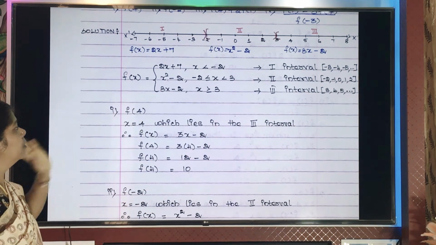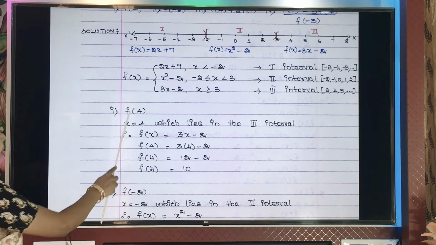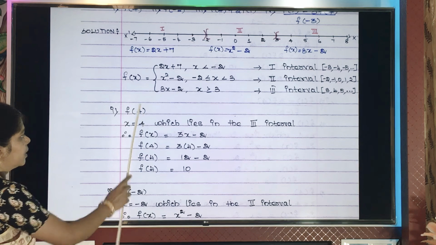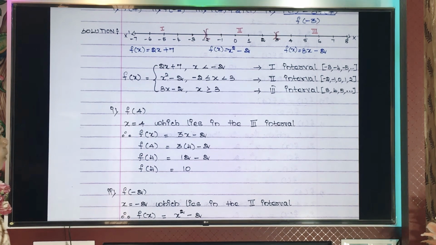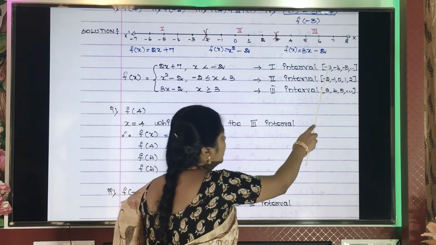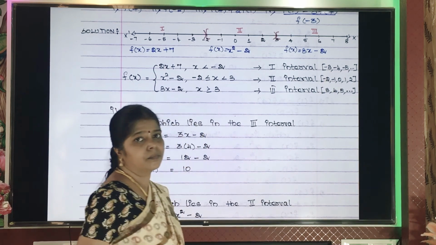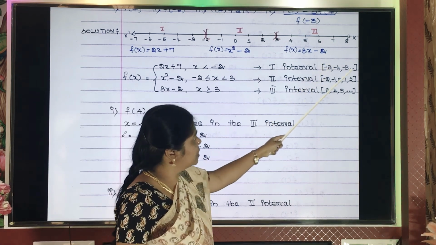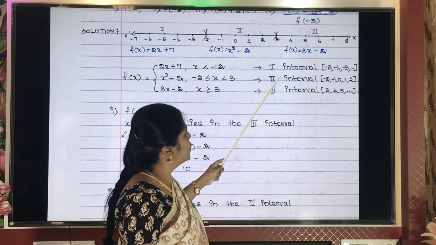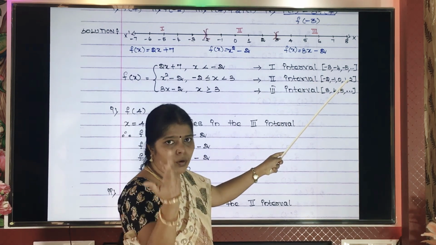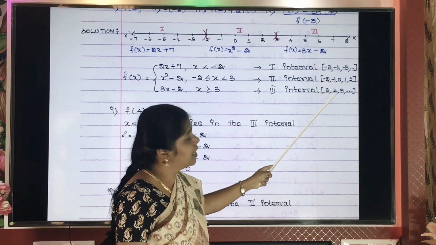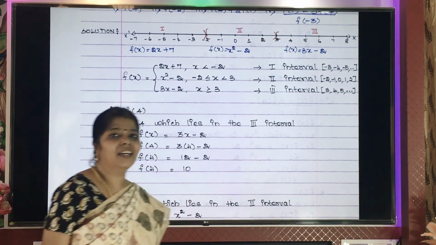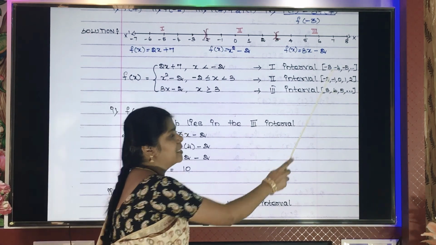Now I am going to go into the first sub-question, f of 4. I want f of 4. So in the place of x, 4 is there. Now I have to search for this 4 in the 3 intervals I have written. Do you see 4 in the first interval? No. In the second interval? No. In the third interval? Yes. So which interval should I take? I should take the third interval because 4 lies here.